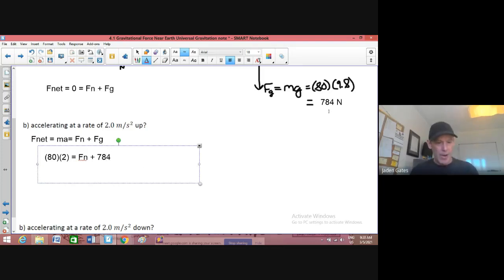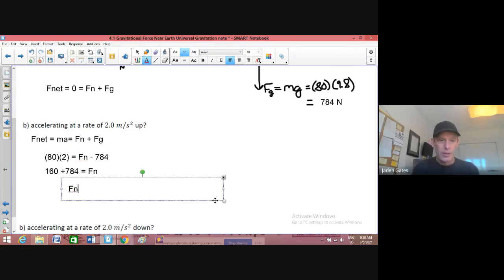Doing some math, 160 is equal to, whoa, I see what I messed up here. That should be a minus sign because Fg is acting down. Got to take into account the minus signs. So now I'm going to move that minus 784 over to the other side. So now it becomes a plus 784 is equal to our Fn, which again is our bathroom scale weight. And so if you're in an elevator and it's moving up, you're going to look like you weigh more. I take 160 plus 784. I get 944 newtons.